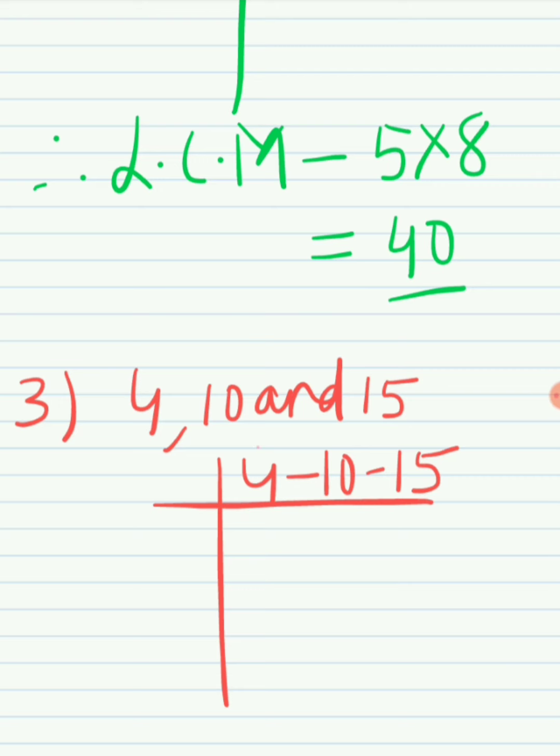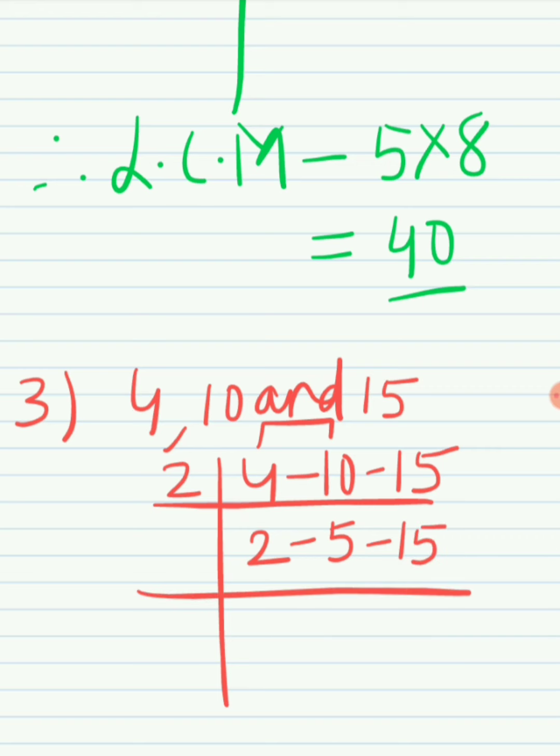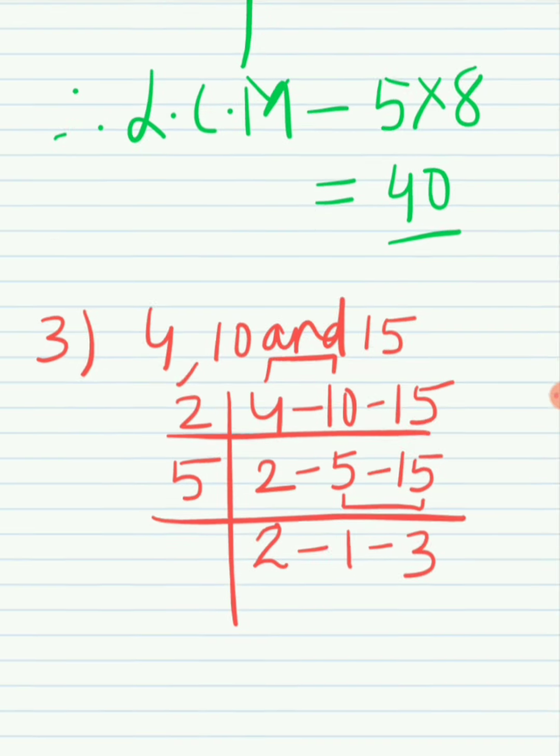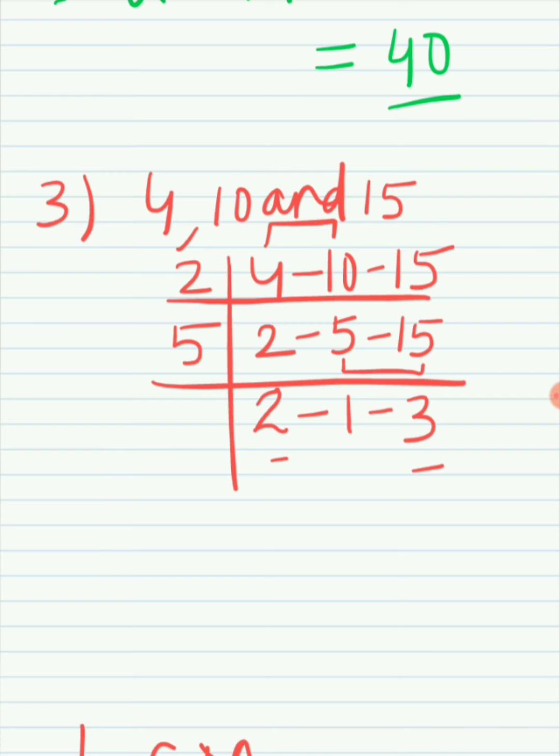Out of 3, at least 2 should be divisible by the same number. So 2 twos are 4, 2 fives are 10, and 15 as it is you can write. Now in the next step we will not take the table of 2 because only one number is divisible and the other two numbers are not divisible by 2. So 5 and 15 are divisible by 5. So 2 you have to write as it is. 5 ones are 5, 5 threes are 15. Now we see 2 and 3 are co-prime numbers, they are prime numbers only.